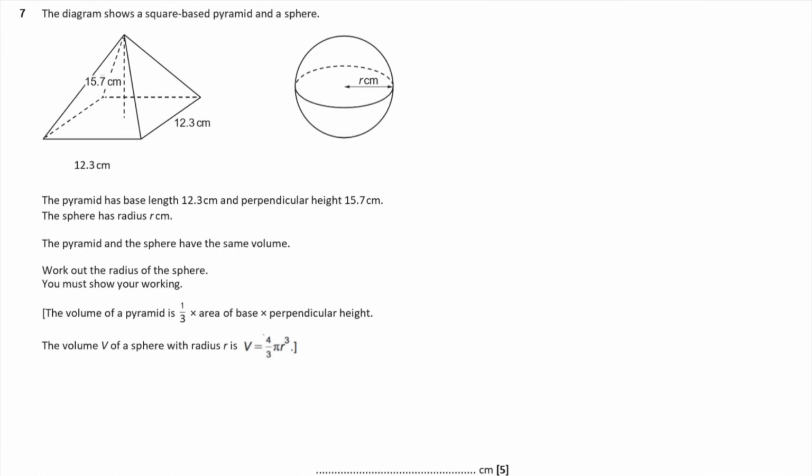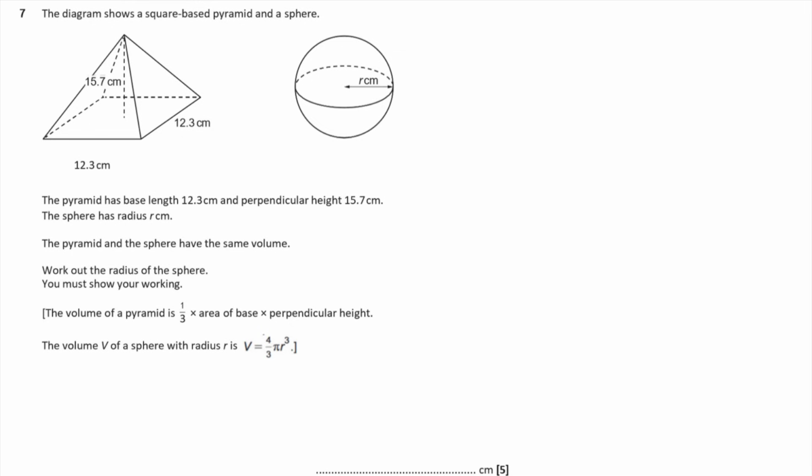And the diagram shows a square-based pyramid and a sphere. The pyramid has a base length of 12.3 centimeters and a perpendicular height of 15.7 centimeters, and the sphere has a radius r. The pyramid and the sphere have the same volume. Work out the radius of the sphere. You must show your working.